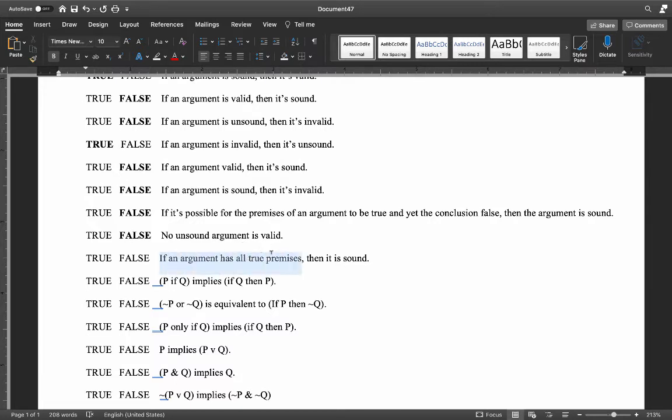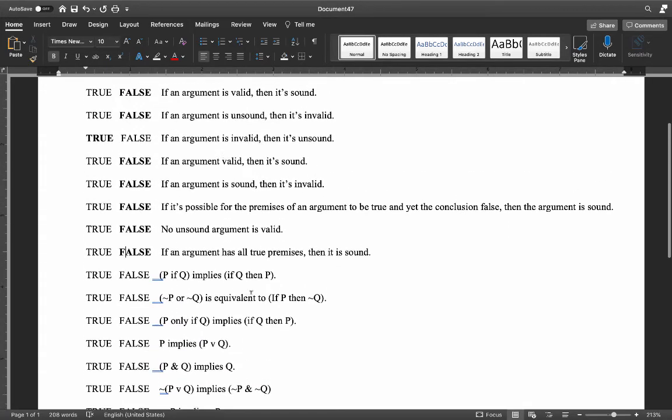Next, if an argument has all true premises, then it is sound. That's also false, because an argument can have all true premises but not be valid, and soundness requires validity. So here's a simple example. If I say, my name is Stephen, therefore the moon is made out of cheese. Well, the only premise of that argument, my name is Stephen, was true, but the argument isn't sound because the conclusion doesn't follow from the premise. It's invalid.